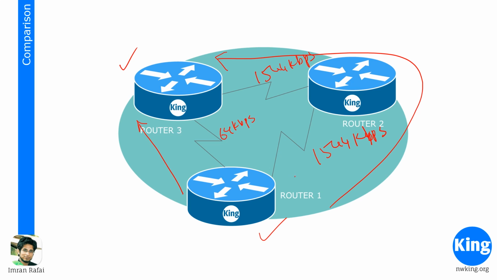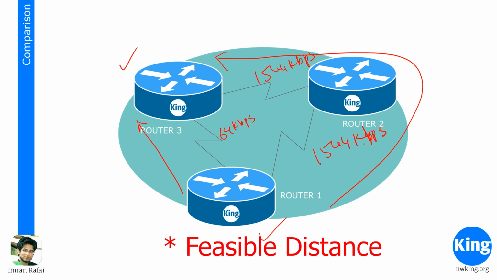EIGRP also, even though it does a lot like distance vector, it would look at the metric. Now in RIP the metric was hop count. In OSPF the metric was cost, and cost was inversely proportional to the bandwidth. But in EIGRP, it's cost again, all right, the metric is cost, but then it is much more complicated.